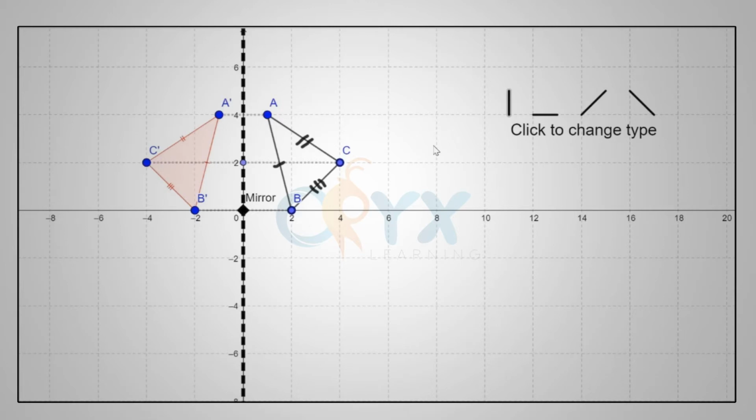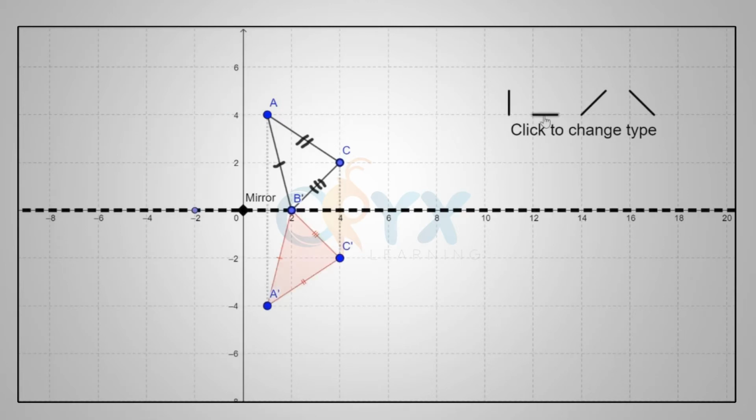I can also reflect over the horizontal axis, the x-axis, and those points (x, y) will become (x, negative y), negating just the y value. So as you can see in the original triangle again, ABC, point A is at (1, 4). If I just negate the y value, it will become (1, negative 4) for A'. Point B at (2, 0), if I negate the y value, stays at (2, 0), as the negation of 0 is 0. And point C, which is at (4, 2), negating just the y value, will become (4, negative 2) for C'.